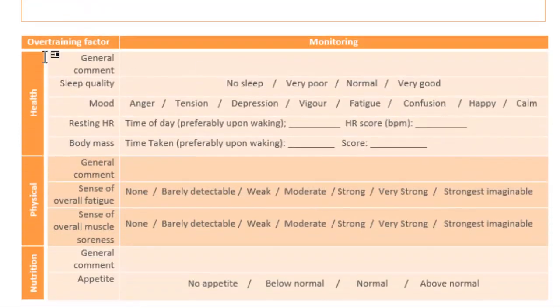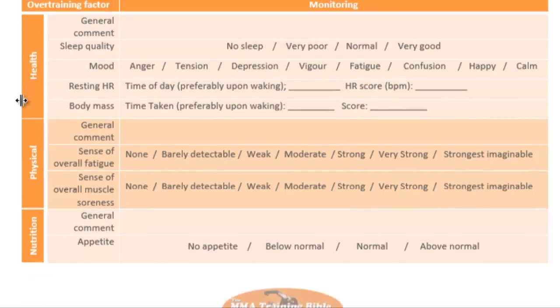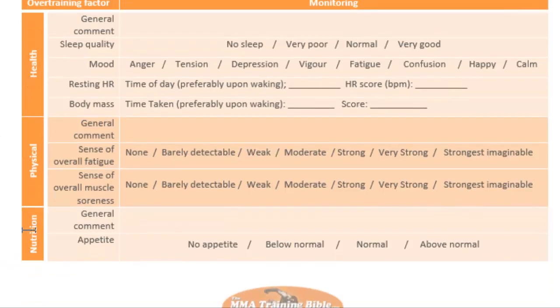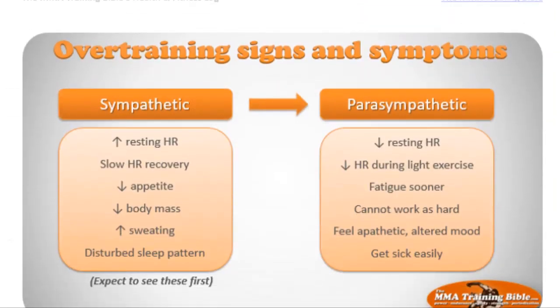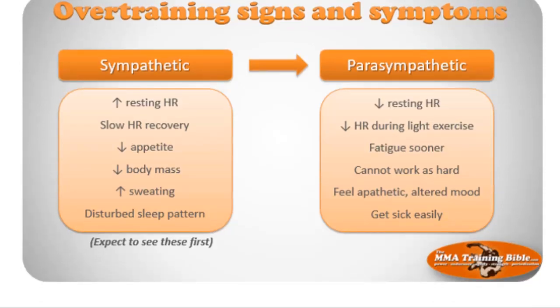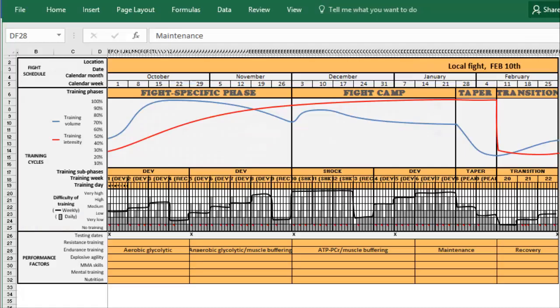And in this section, I've listed the different components that you should be monitoring to avoid overtraining. You have nutrition factors, physical factors, and then health factors in general. It's things like sleep quality, mood, resting heart rate, body mass, room for general comments, overall sense of fatigue, sense of muscle soreness, appetite. And also I've given you the signs and symptoms of sympathetic and parasympathetic overtraining here, so you can be mindful of it all. And then the other thing that we mentioned that's important for reducing your risk of overtraining is following a periodized training plan. And just a reminder, this is what we're going to be creating with you. So if you stick with us, we will get here and you will lower your risk of overtraining.